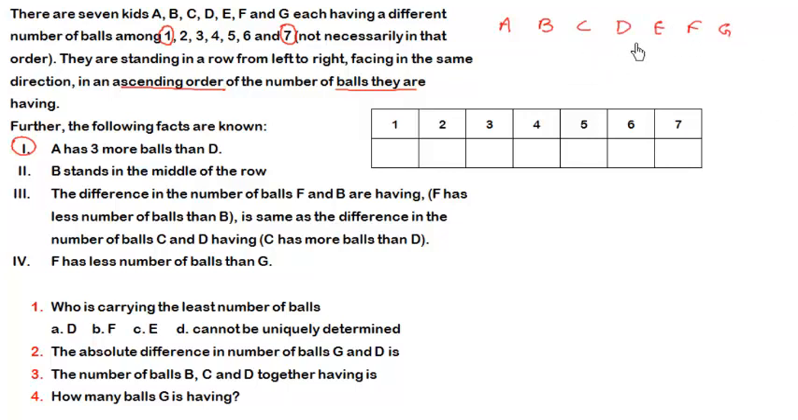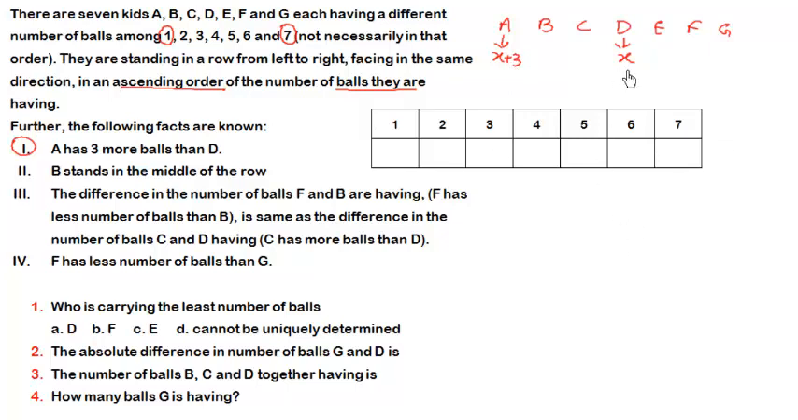Now since it says that A is carrying 3 more than D, if D is carrying say X, then A must be carrying X plus 3. Fine. So from here itself what we can say is that nobody can carry more than 7 balls. So the maximum value of A can be 7. In that case the maximum value of X can be 4, right? That simply means that D cannot carry more than 4 balls. He cannot carry 5 balls. Otherwise, A has to carry 8 balls, but the maximum balls which any kid can carry is 7.